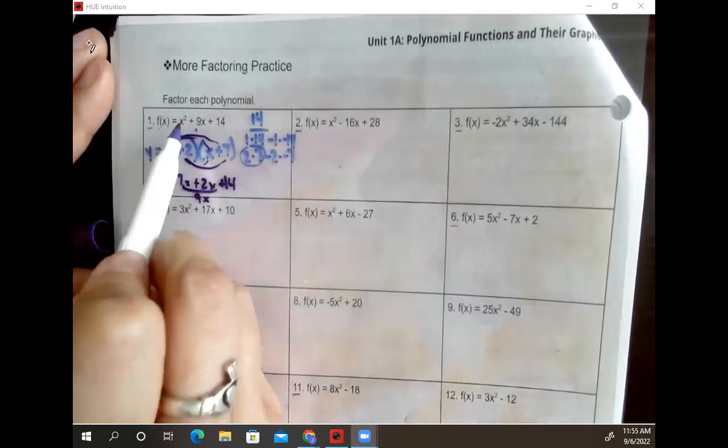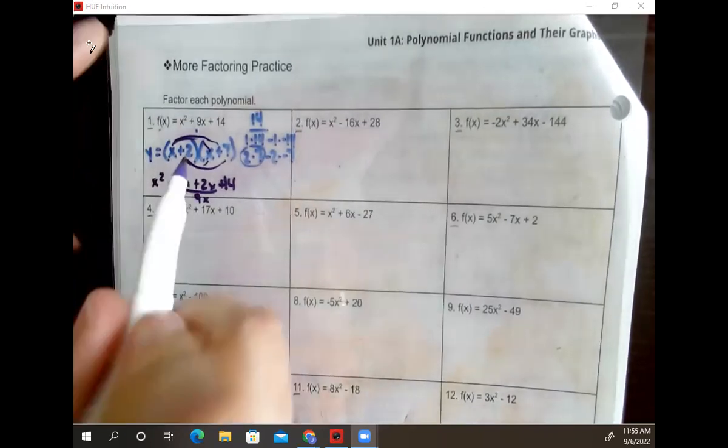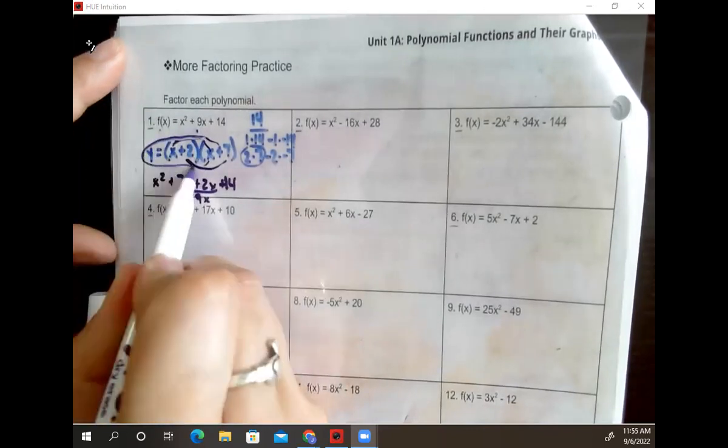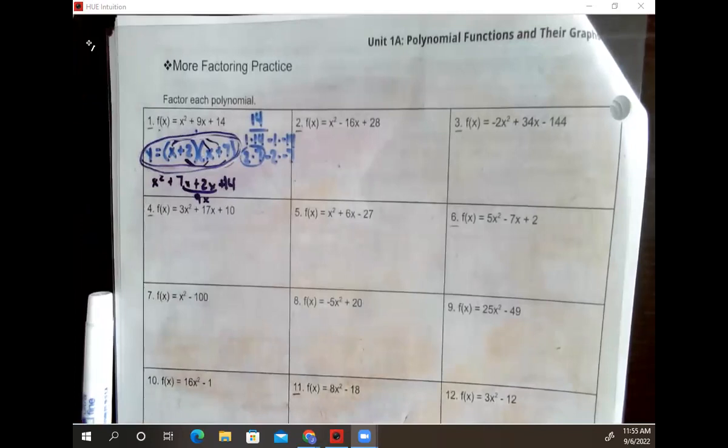Okay, back to my original problem. If I distribute, I should get the original problem back. Okay, now what I want here is the factored form. So this is my answer, just so we're clear. That factored form is what I want. But again, you can always check your work on this.